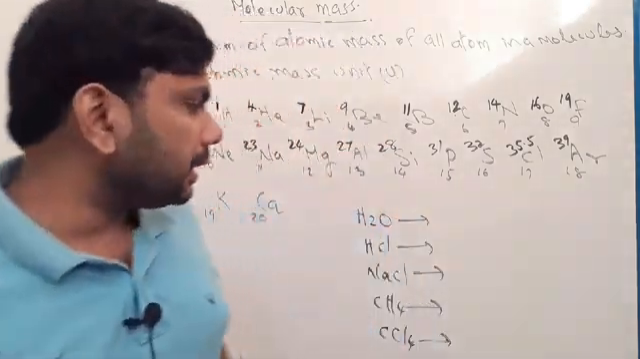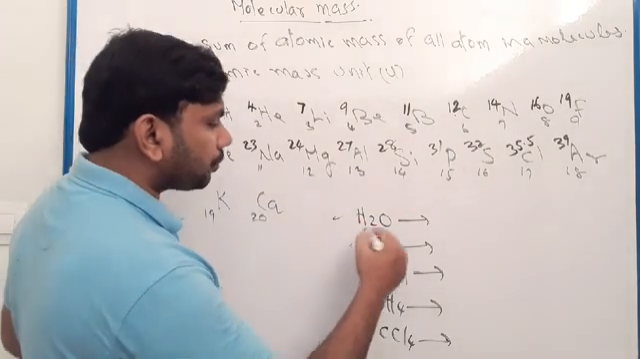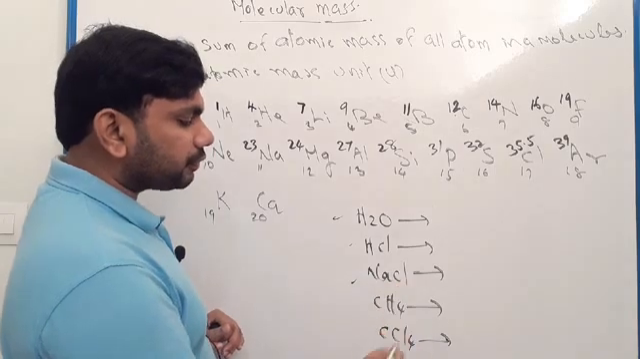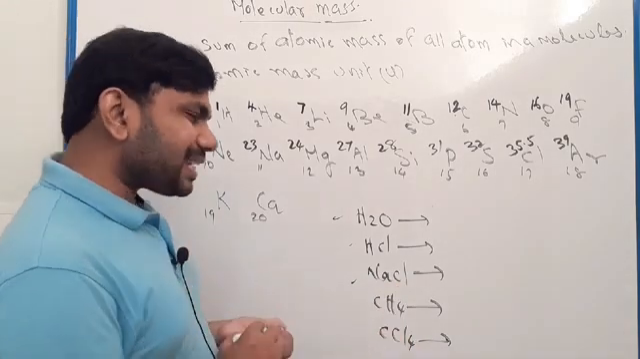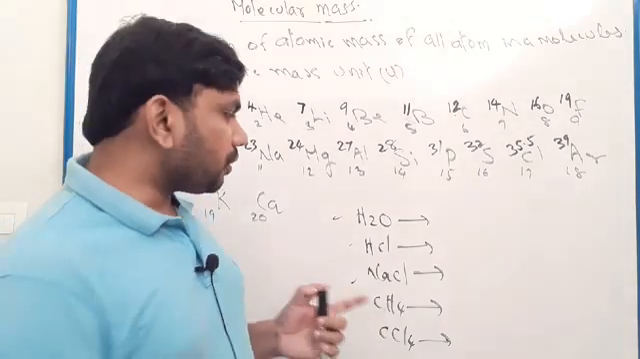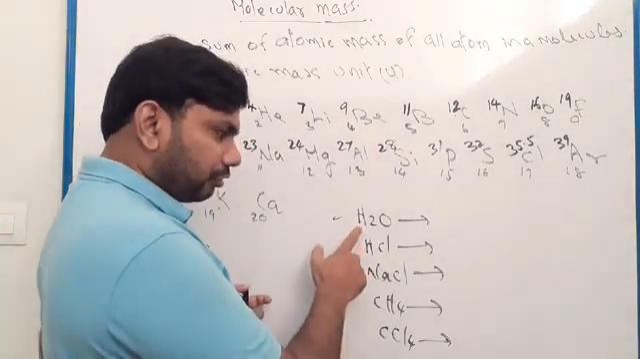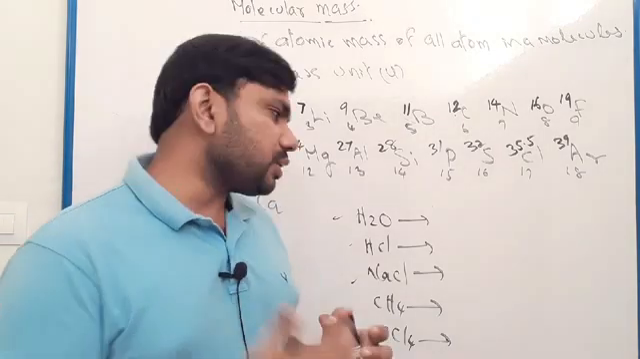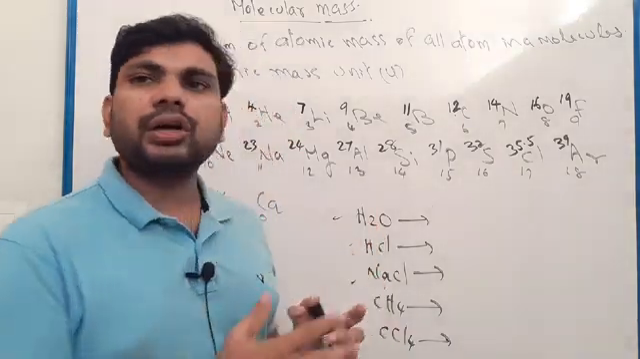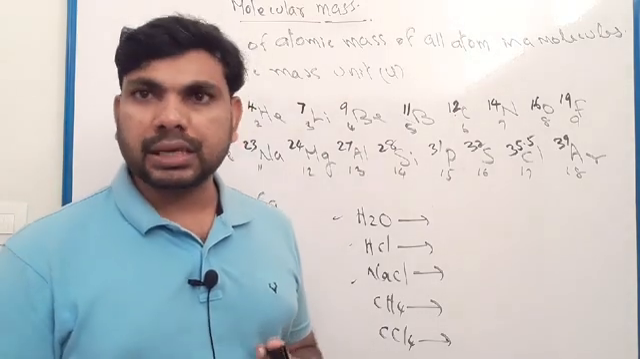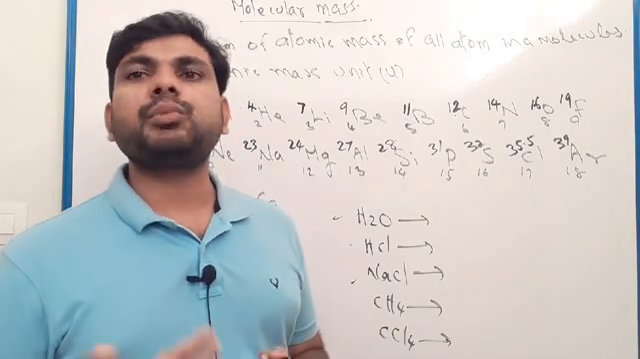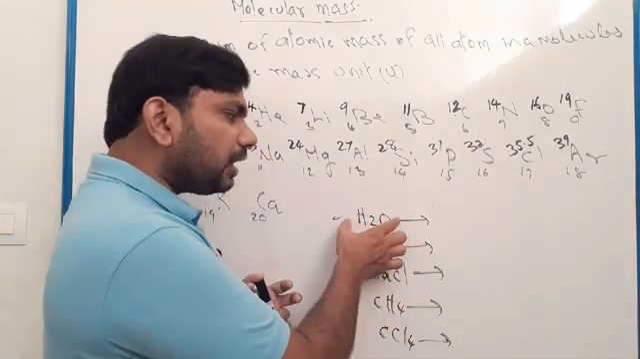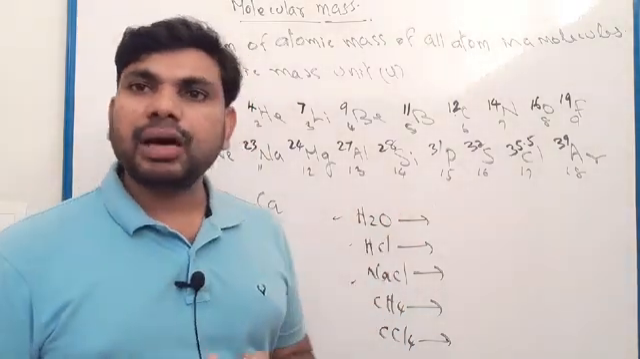For example, see here, these are examples of molecules: H2O, HCl, NaCl, CH4, CCl4. Mass of H2O, here 2 hydrogen and 1 oxygen. Mass of all these atoms is called molecular mass. Mass of a molecule, that is molecular mass. Mass of all atoms in a molecule, this mass is called molecular mass.